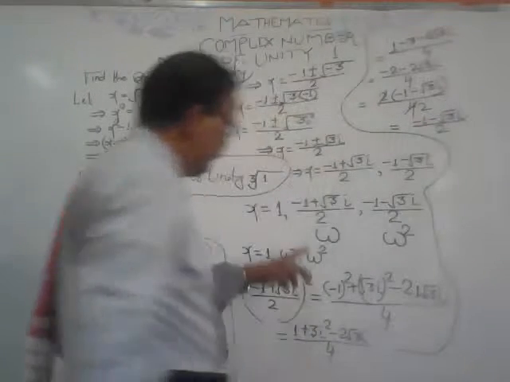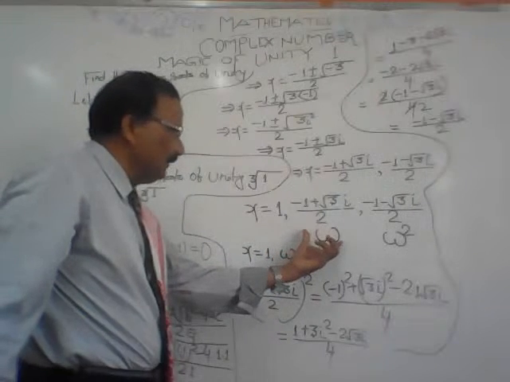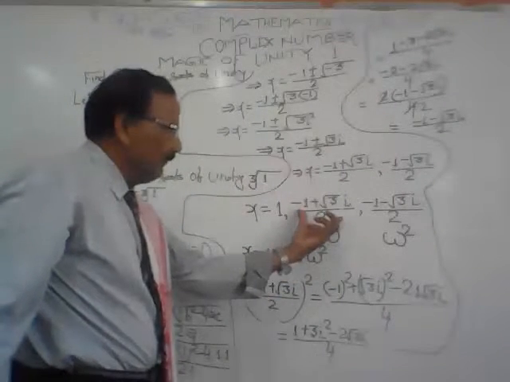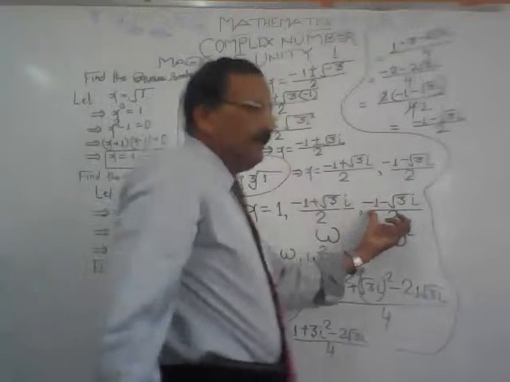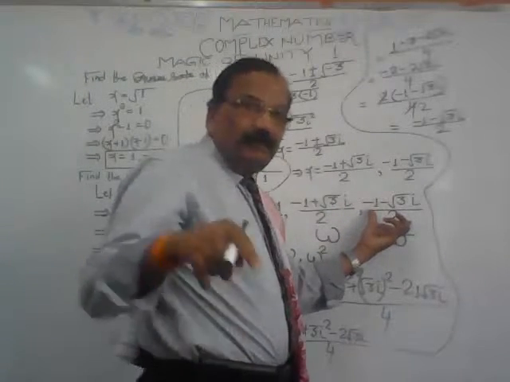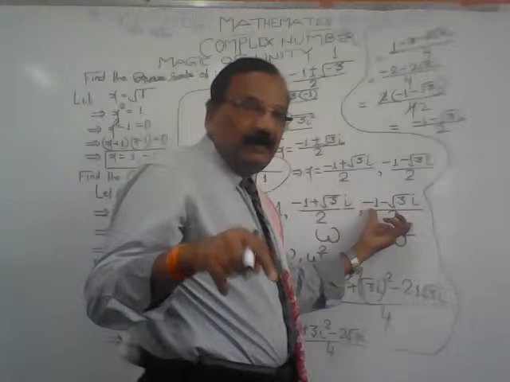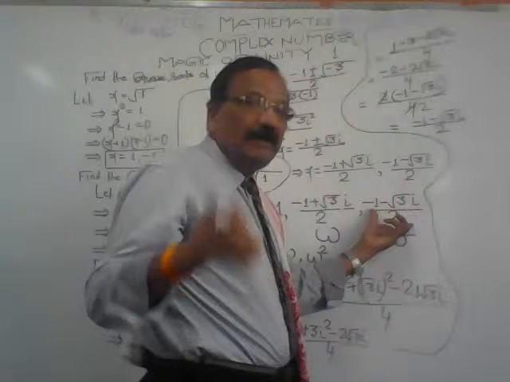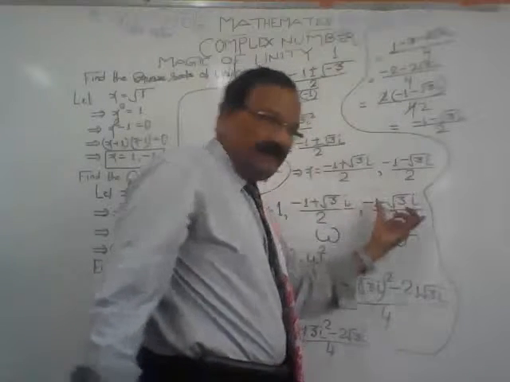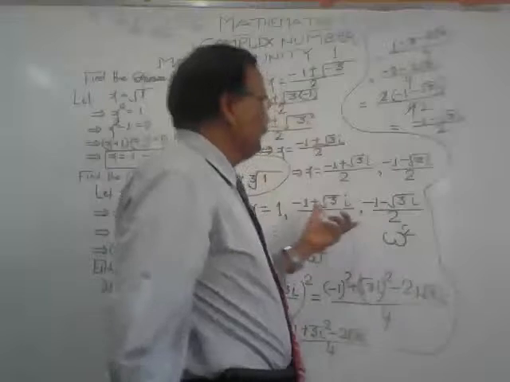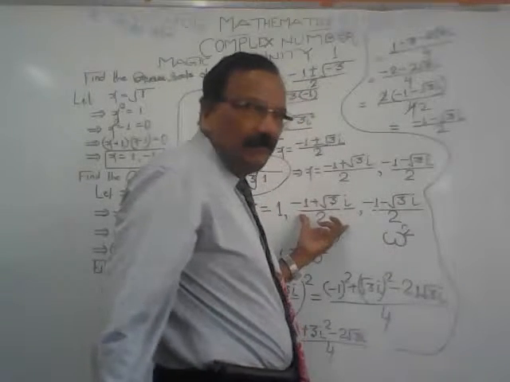Next, if we take the square of omega, what result has come? Omega squared. ये आ गया. If we take the square of any imaginary cube root of unity, it gives the other. In the same way, if we do the square of this, the result will come.